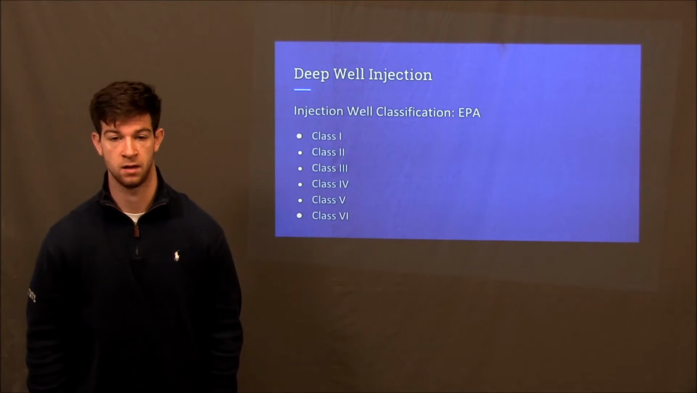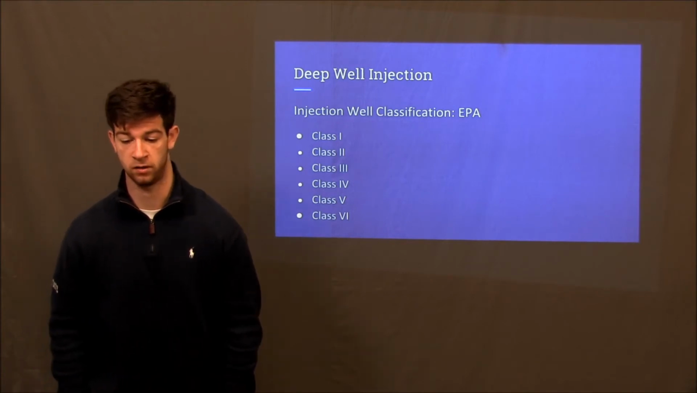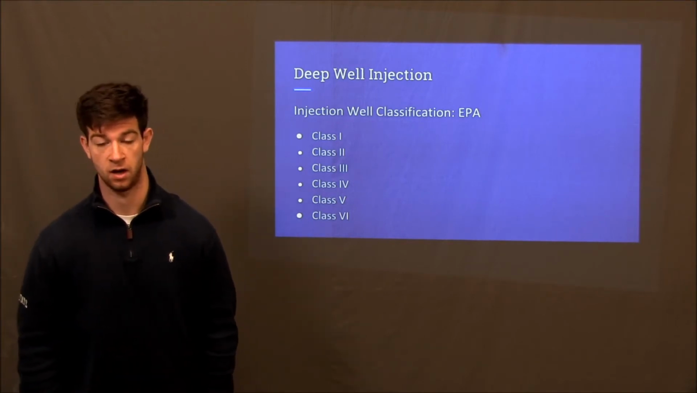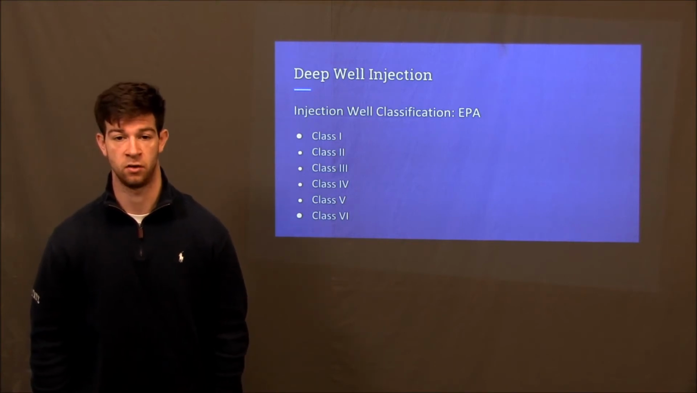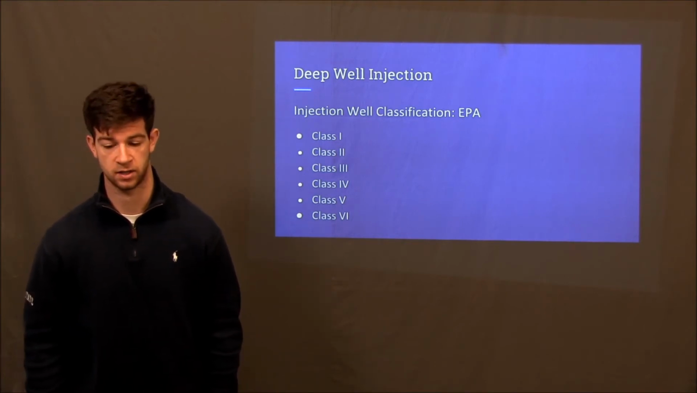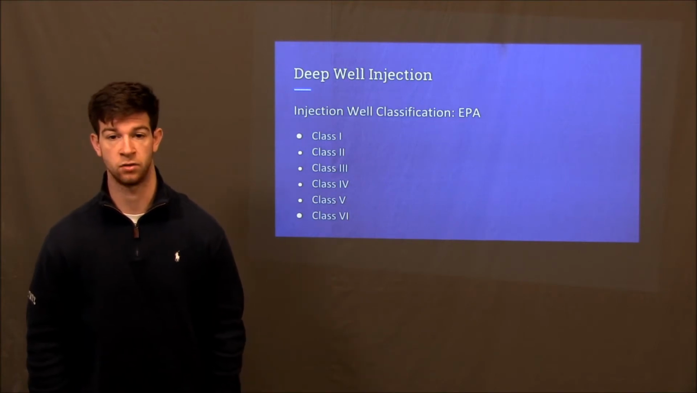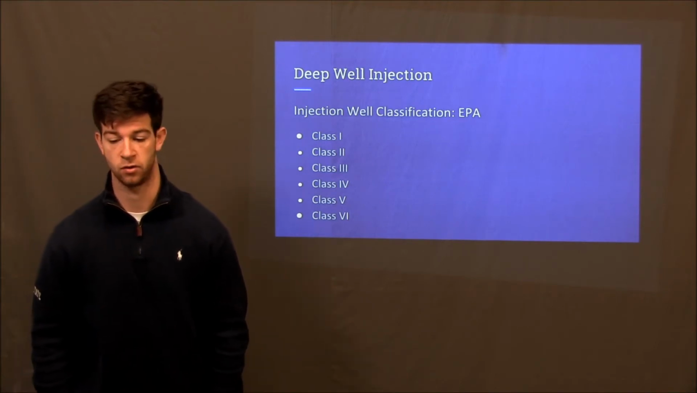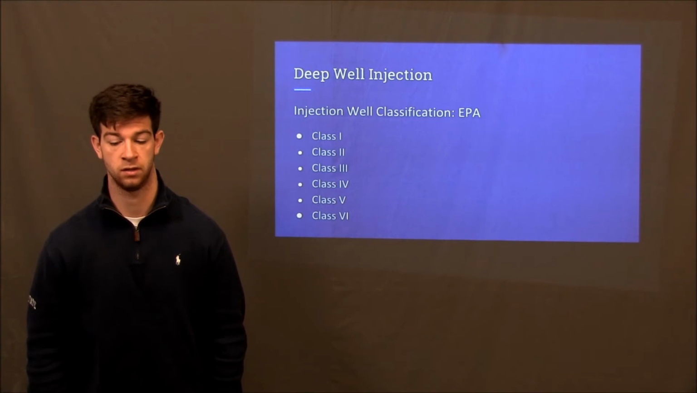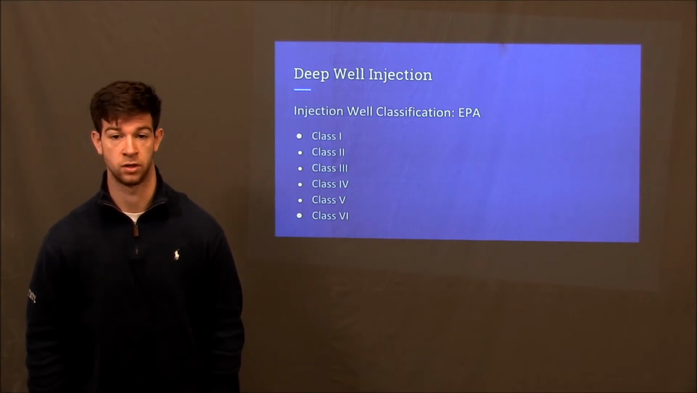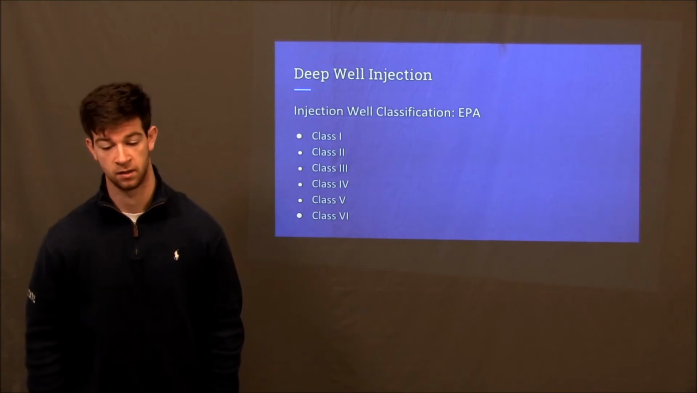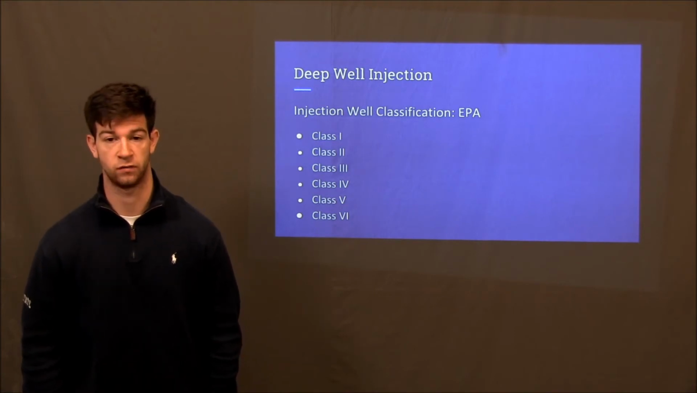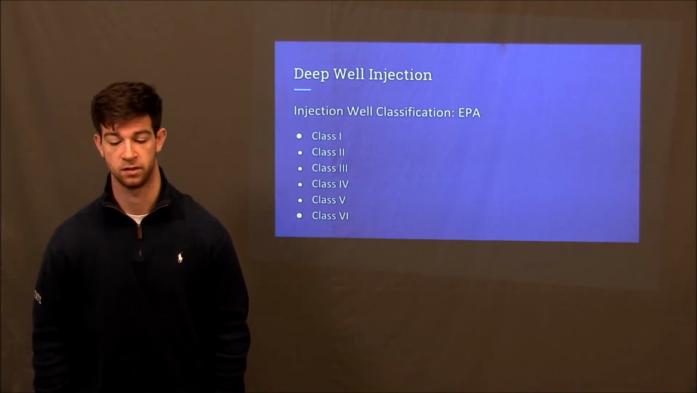the EPA. A Class 1 well is hazardous waste, industrial non-hazardous liquids, or municipal wastewater, and there are about 680 of these wells across the United States. Class 2 wells are brines and other fluids associated with oil and natural gas production, and hydrocarbons for storage. There are around 172,000 of these throughout the United States. Class 3 is a solution of mining minerals. There are about 22,000 wells across the United States.